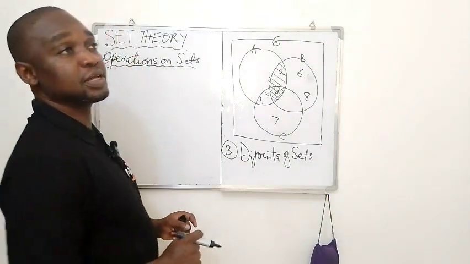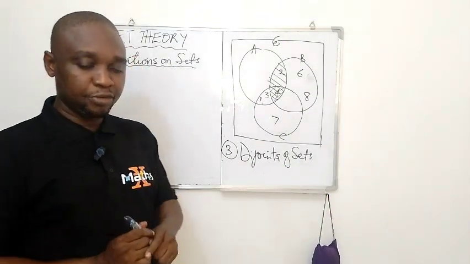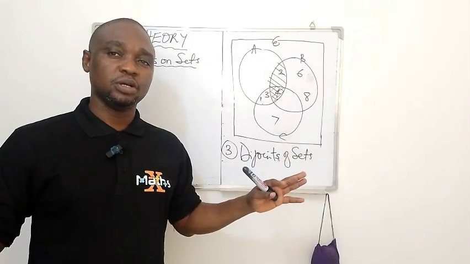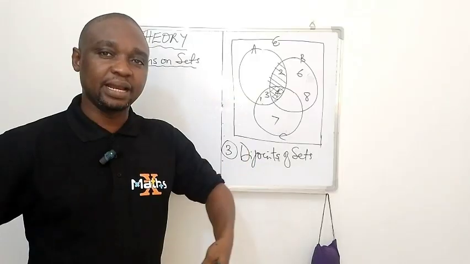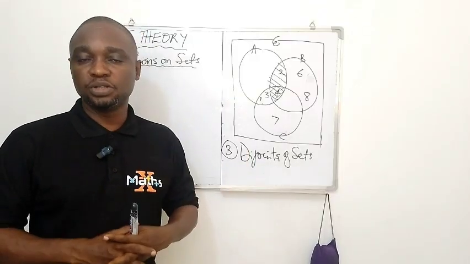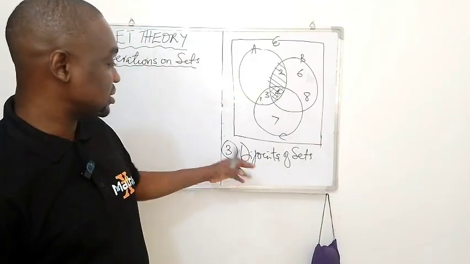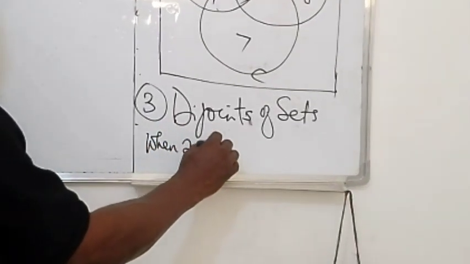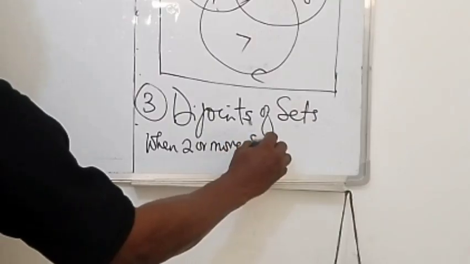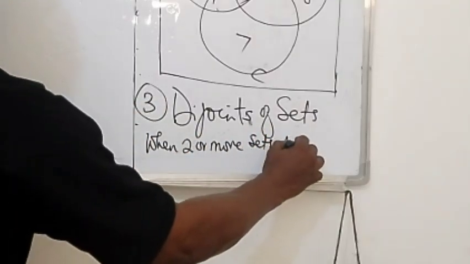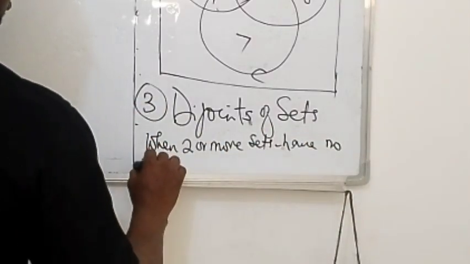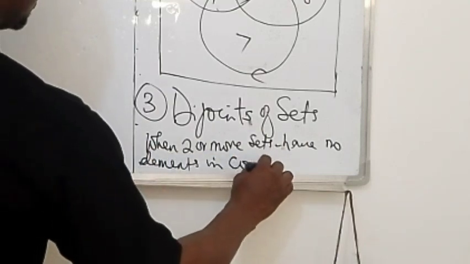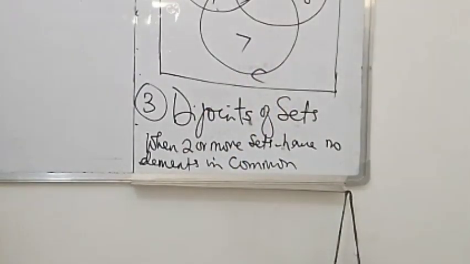Our next set operation is called disjoint of sets. For disjoint of sets, this refers to when two or more sets have no elements in common, which means they end up yielding an empty set. So when two or more sets have no element in common, those sets are said to be disjoint.